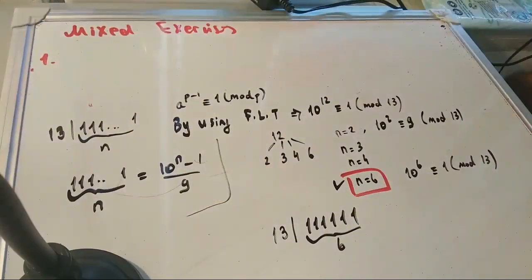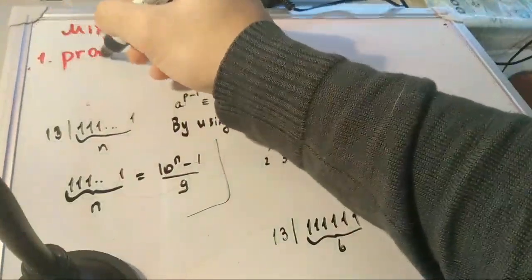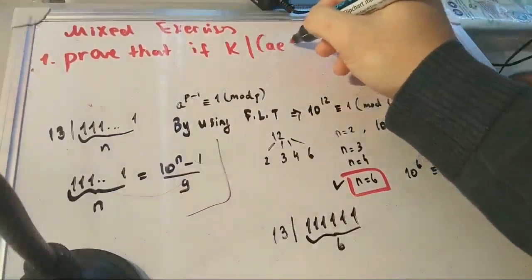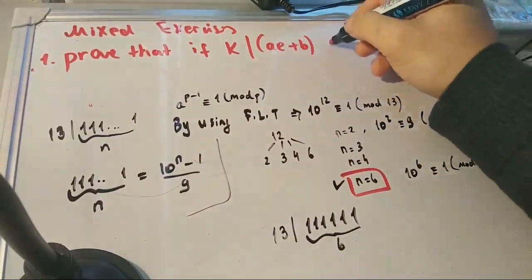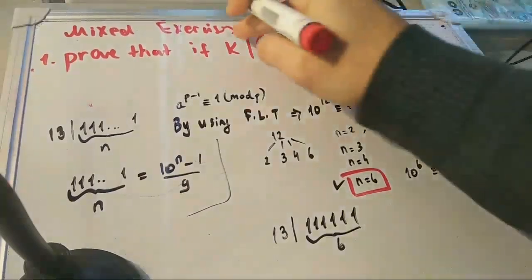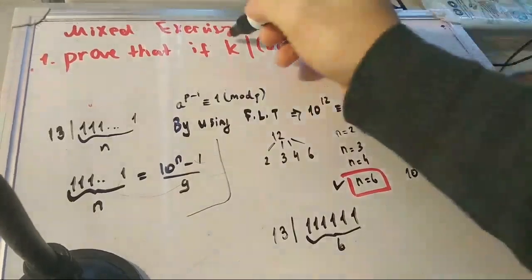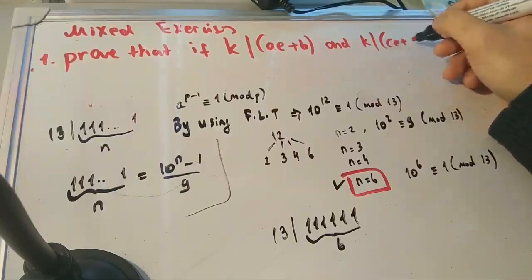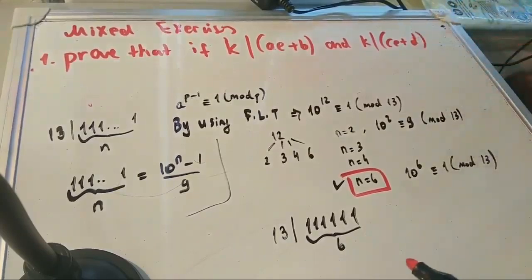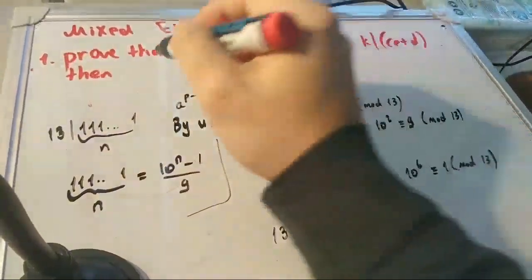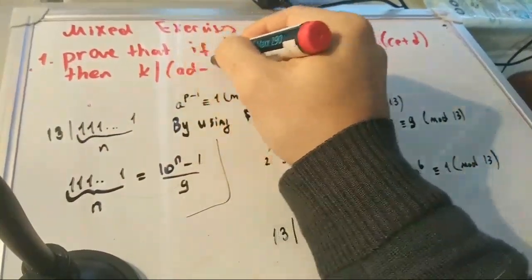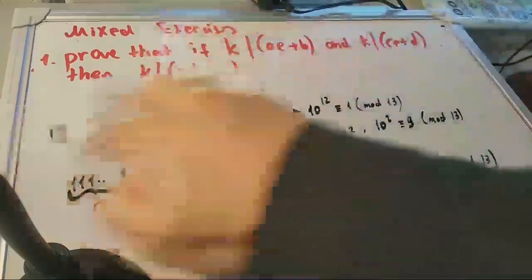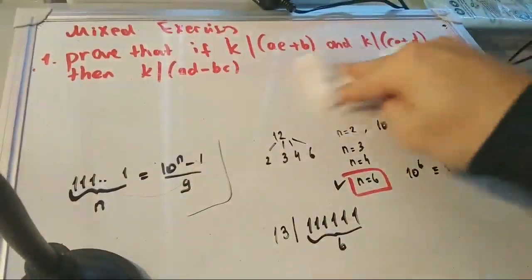The first question. Prove that if K divides AE plus B and K divides CE plus D, where K is lower case, then AD minus BC is divisible by K. We have to prove that.